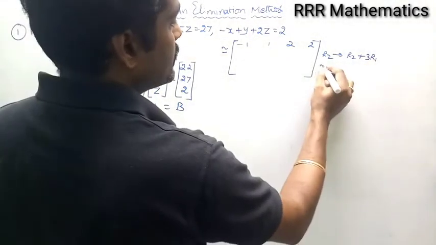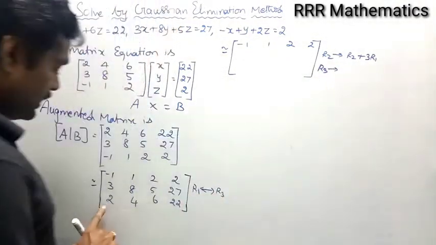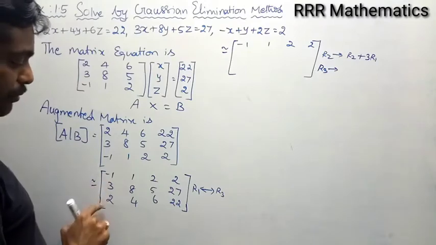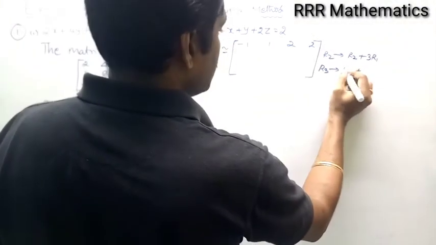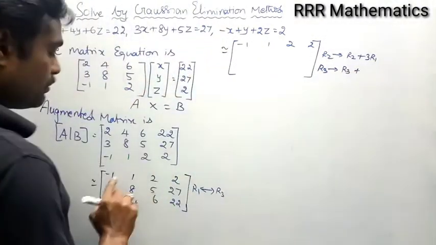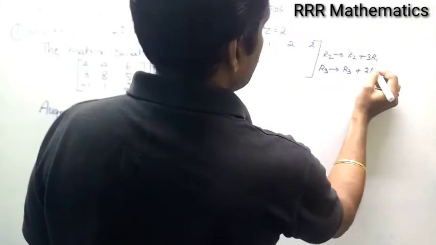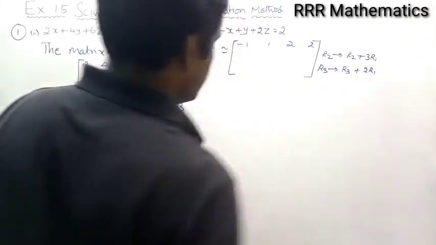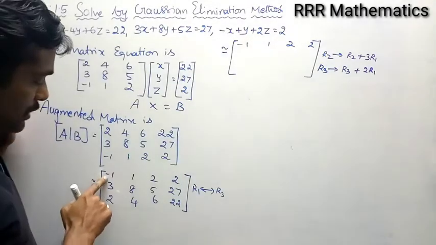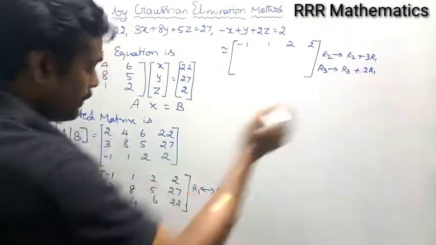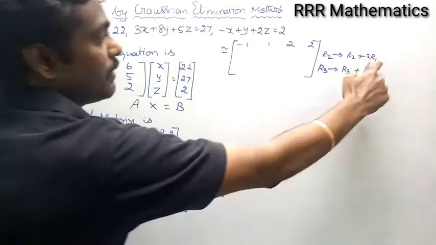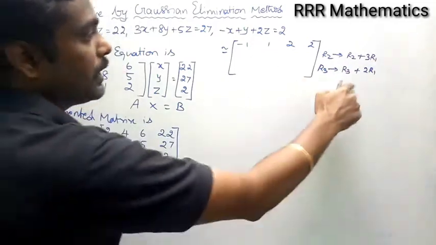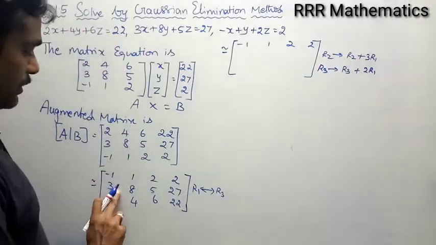I'll get like this. R3 implies I have 2 here and minus 1 here. Opposite sign I will add. I have 2 here, just multiply. Got it? Very simple. Between these two opposite signs, I am adding. And I have 3 here, just multiply 3 in R1. I have 2 here, just multiply 2 in R1. When you simplify, you will get 0 here and here.